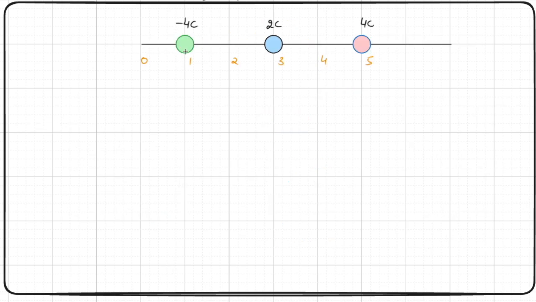Now let us try with this question. Here I've drawn the x-axis and I've taken 0, 1, 2, 3, 4, 5 as different numbers on this axis, and different charges are placed. Remember, at 1 the charge is negative 4 coulomb, at 3 the charge is 2 coulomb, and at 5 the charge is 4. Now what is asked is: what is the net force on this charge? Net force we are asked.